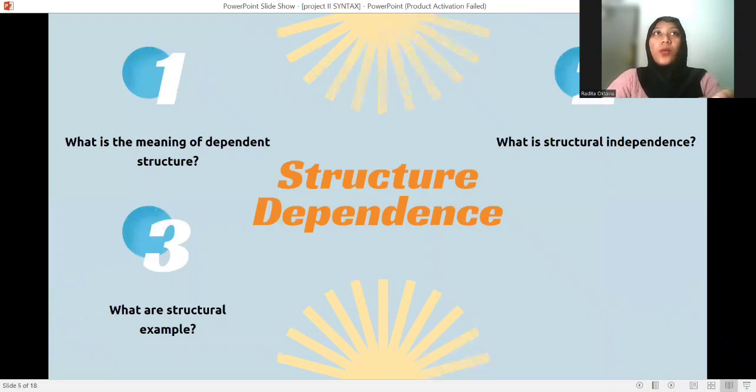So, number one, what is the meaning of dependent structure? Structures that belong to other structures can be described as dependent structures. The structures are carried along with the structure they belong to when the structure that they belong to is cut, copied, pasted, moved, or deleted. The second is, what is structural independence? Structural independence can be defined as the ability to make changes in the structure of the database without affecting the user's ability to operate the data present in the database.